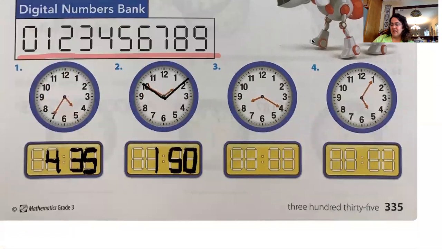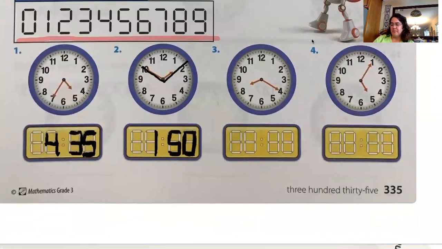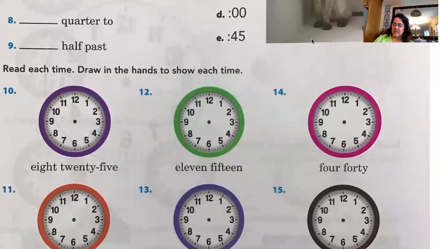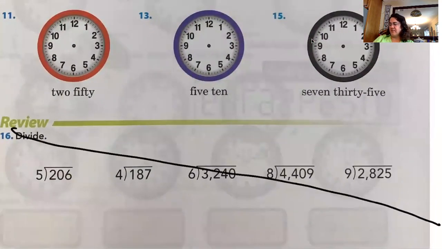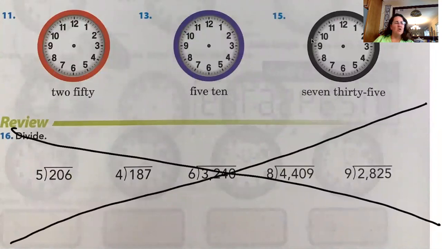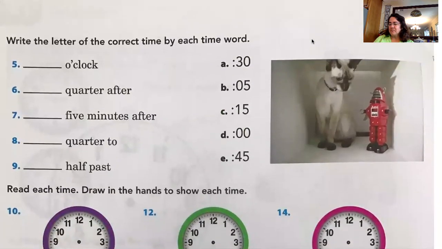And before we get to doing the work on that paper, what I'd like you to do is look at the very bottom where it says review. I want you to put a great big X there. Everybody cross out the review. We're not going to concern ourselves with that today. All right, going back to the top, we have to write the letter of the correct time by each word.